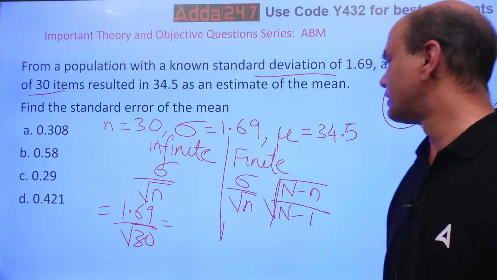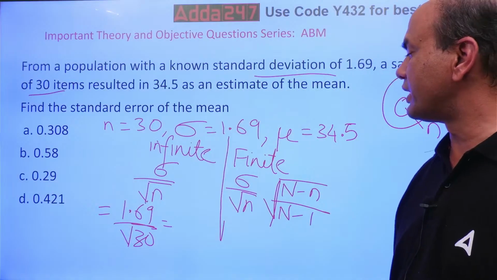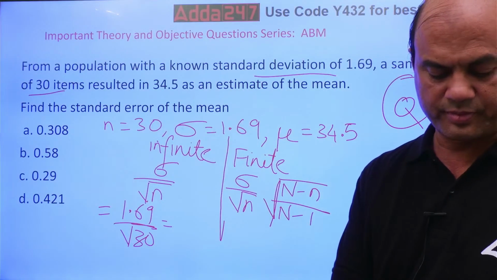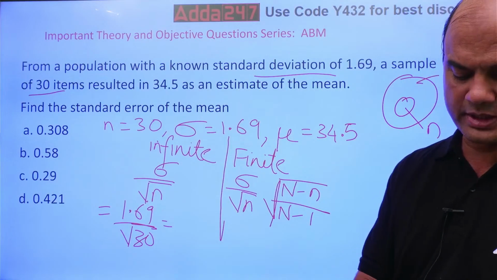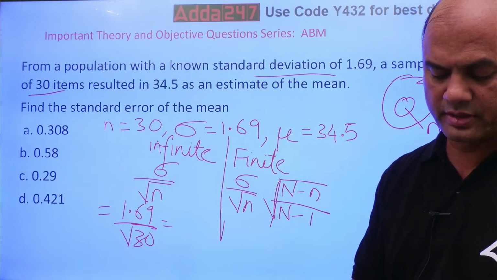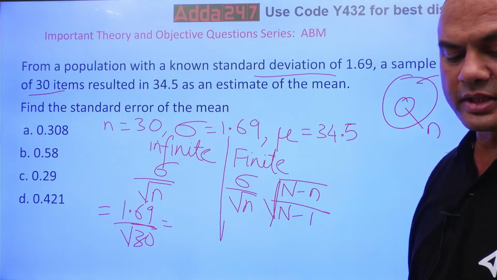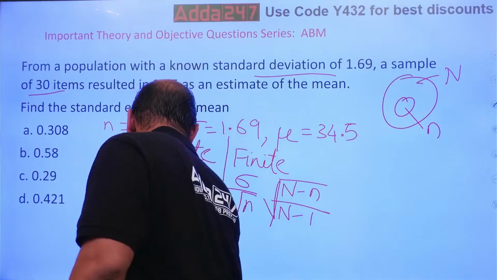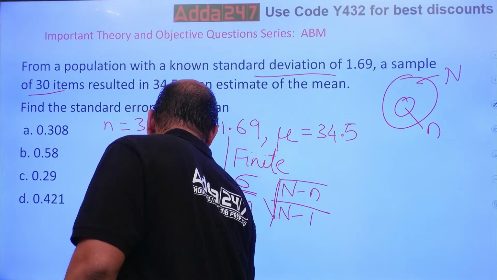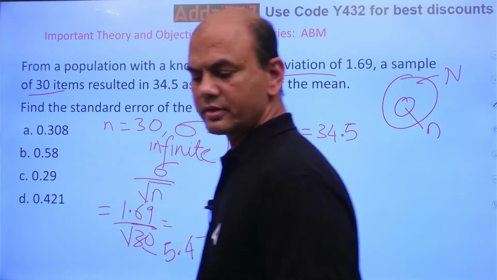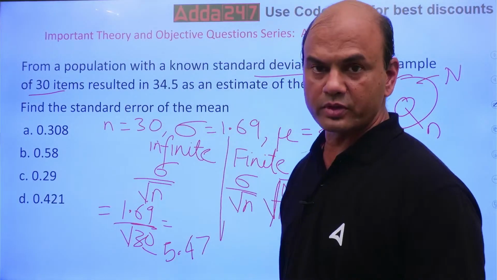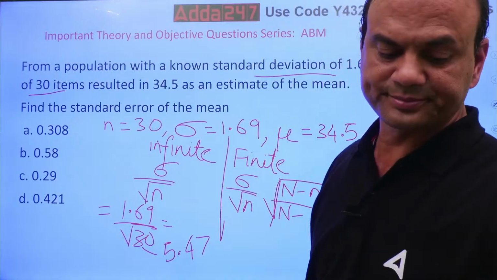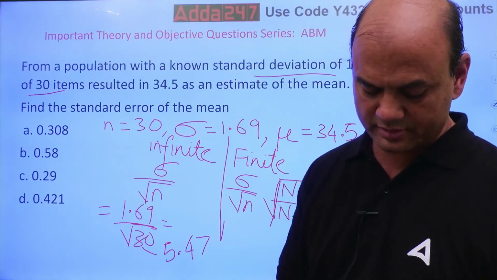What is this? 1.69 divided by the square root of 30. So first, let's get the square root of 30. Square root of 30 is 5.47. Are you getting the square root of 30 as 5.47? This answer is 5.47. So 1.69 divided by 5.47. Divide it, everyone.